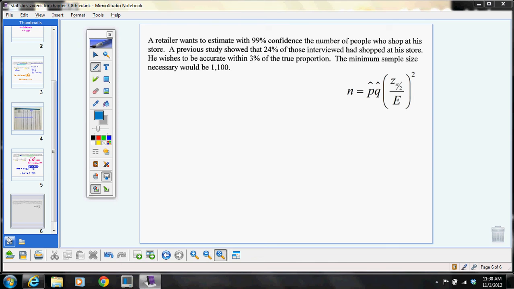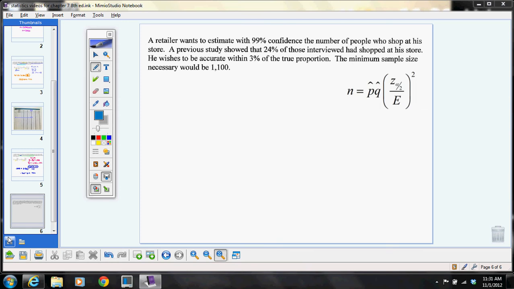All right, let's look at another problem from Chapter 7, Section 3. It says a retailer wants to estimate with 99% confidence the number of people who shop at his store. A previous study showed that 24% of those interviewed had shopped at his store. He wishes to be accurate within 3% of the true proportion. The minimum sample size necessary would be 1,100. So this is a true or false question.